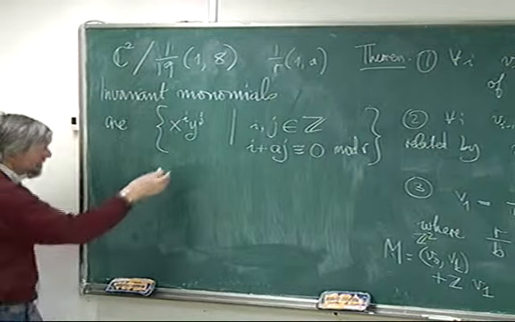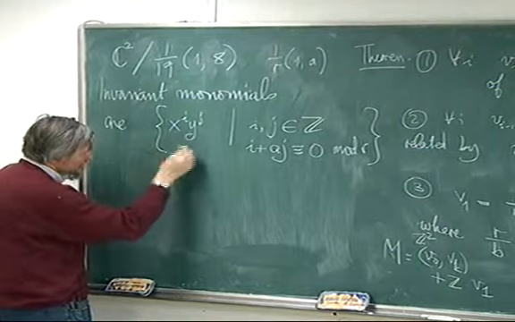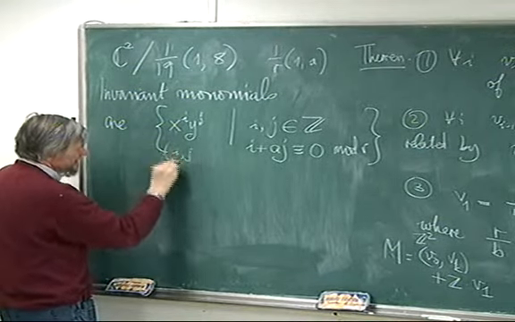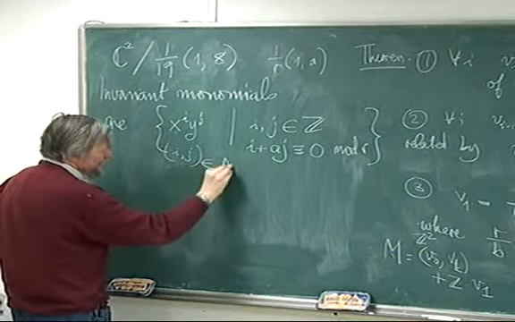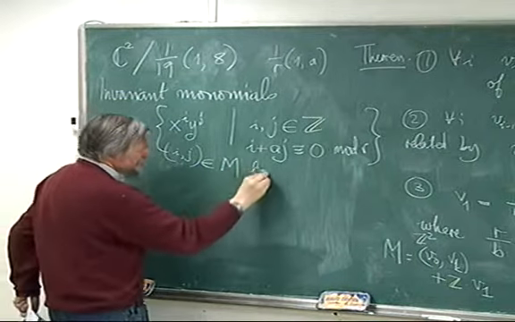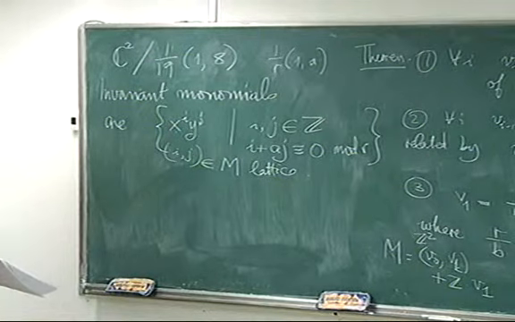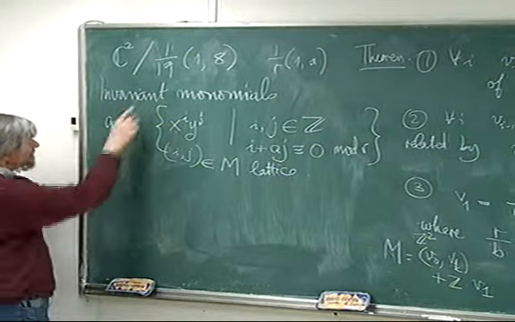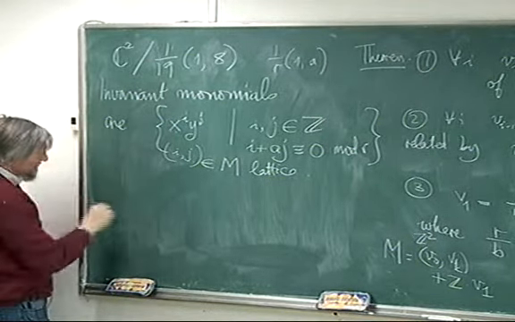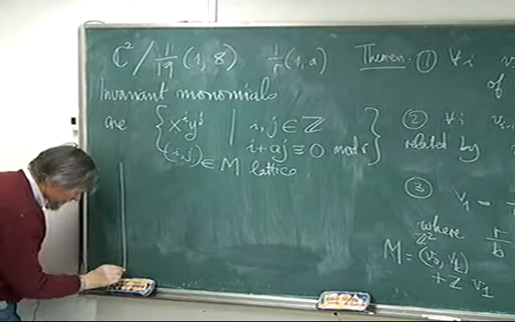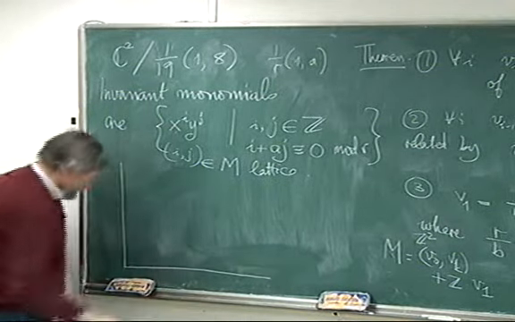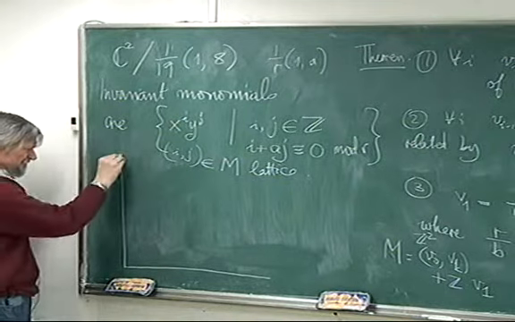So this is a set of numbers (i, j). This ij belongs to a lattice M. Let me just think about this case. I'm going to draw a Newton polygon, and I'm going to draw it like this.